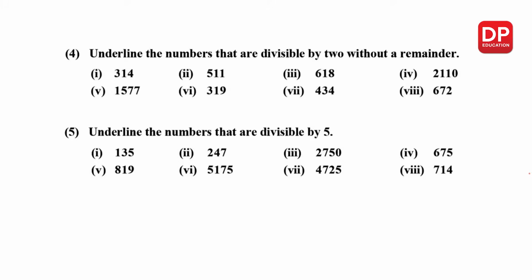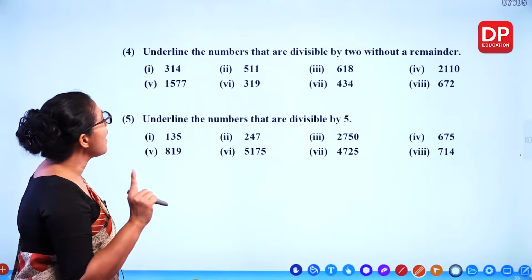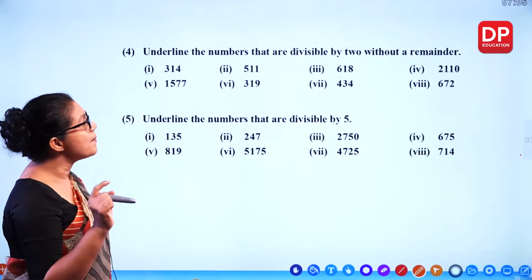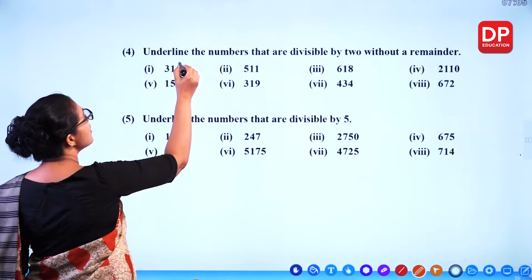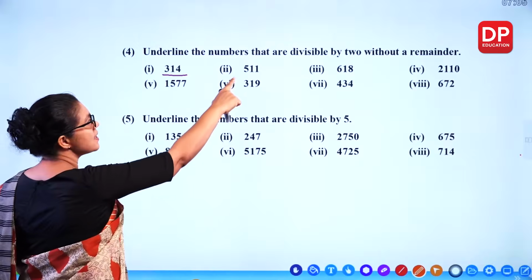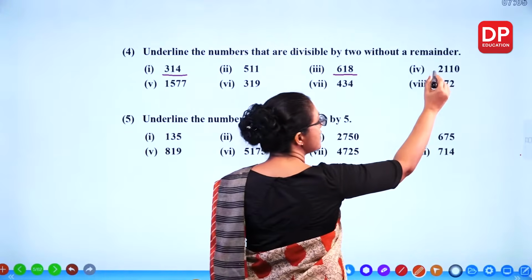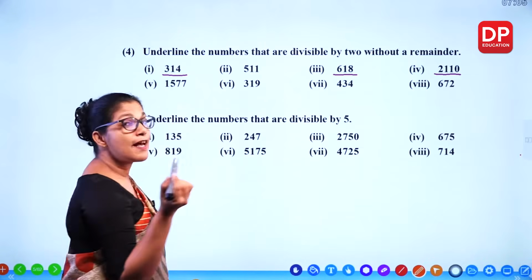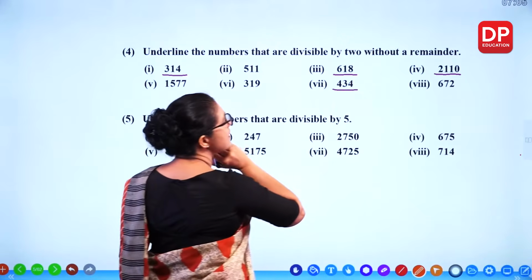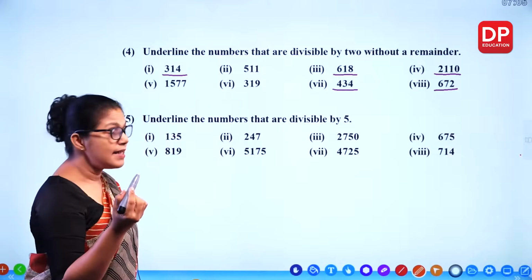Now underline the numbers that are divisible by 2 without a remainder. So how do we identify? Look at the last digit. The last digit is 0 or even number, the number is divisible by 2. So here, this is 4. It's divisible by 2 without a remainder. But this is an odd number. This is again even. It's divisible. Here 0, it's possible. And 7 is an odd number. It's not divisible. 9 also odd number. 4 again, yes, it is an even number. And 672, the last digit is an even number.